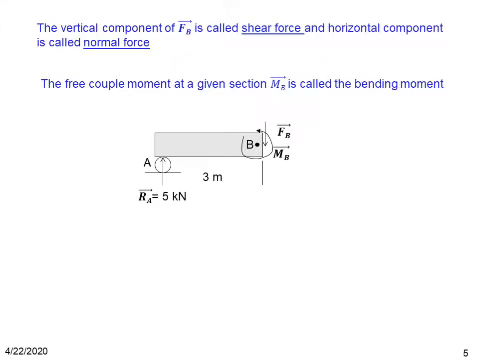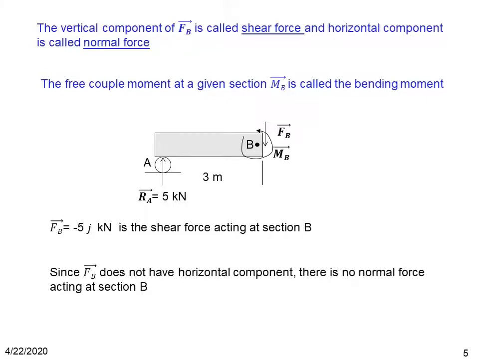Now the internal force we solved, FB, has two components, I and J. The vertical component, which is the J component of FB, is called the shear force, and the horizontal component is called the normal force. The free couple moment MB at a given cross section B is called the bending moment at that cross section.